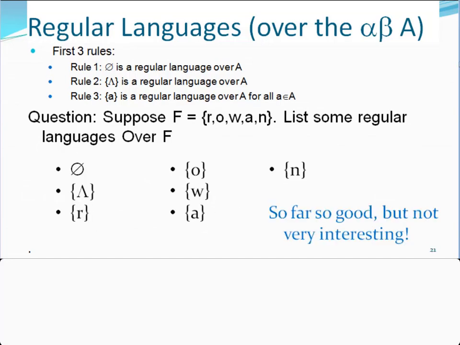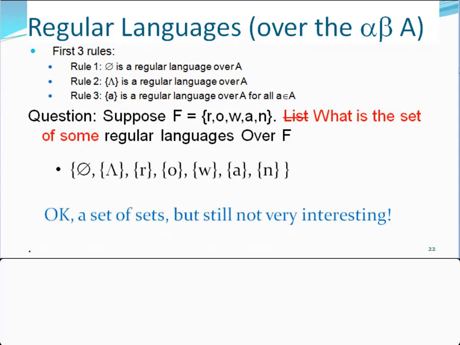And good. So far so good, but I'm sure you're not super excited yet. Just to make a point here, if I asked you what's the set of some regular languages over F, the ones that we know based on rules 1, 2, and 3 now. Now we have a set of sets, right? So I have my set symbols on the outside, and then inside each of the items here is a set, because you remember that that symbol actually represents the empty set.